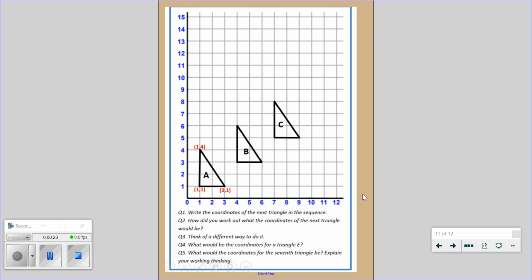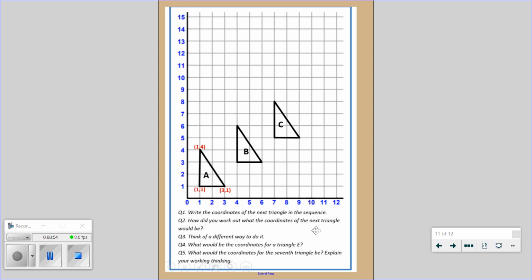So here's today's challenge. As always, it's up to you if you want to do the challenge or not. Here we have 3 triangles on a grid. And triangle A has the coordinates put on for you. And we have these questions here to get you thinking. So first of all, it asks you to write the coordinates of the next triangle in the sequence. So that would be whatever triangle D would be. How do you work out what the coordinates of the next triangle would be?